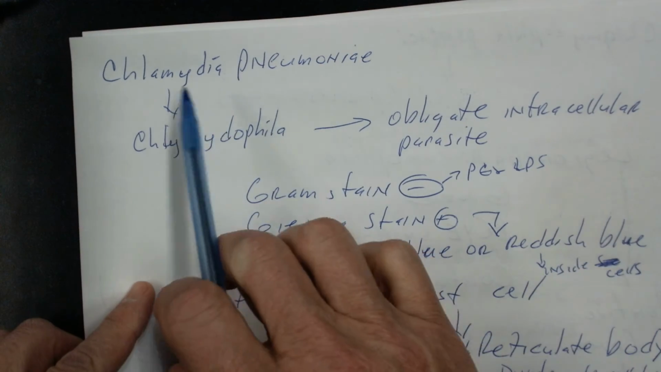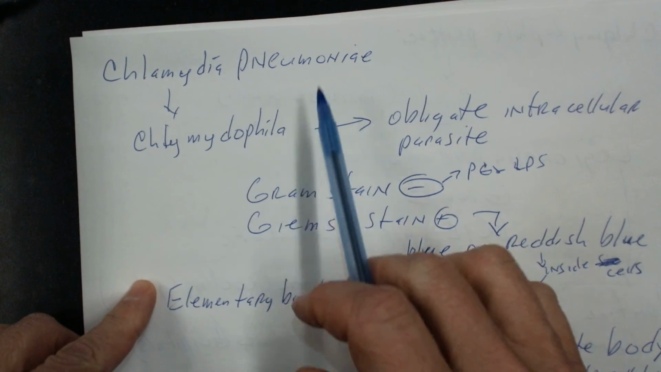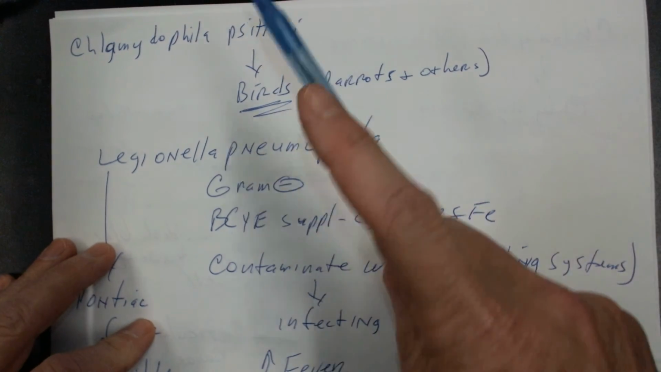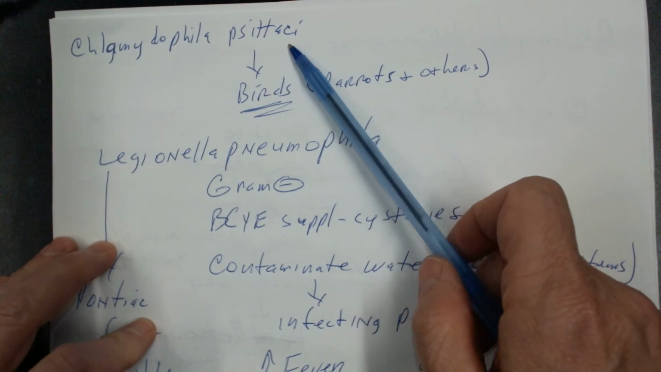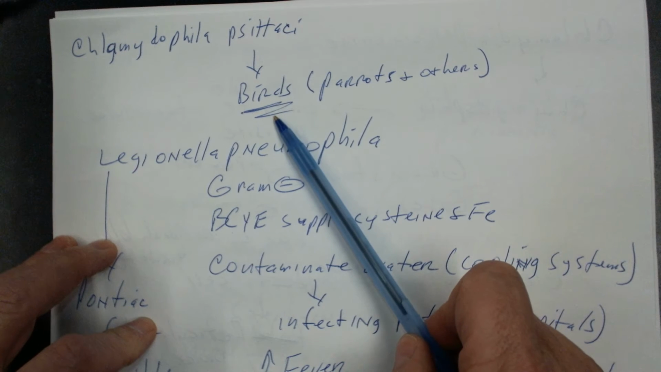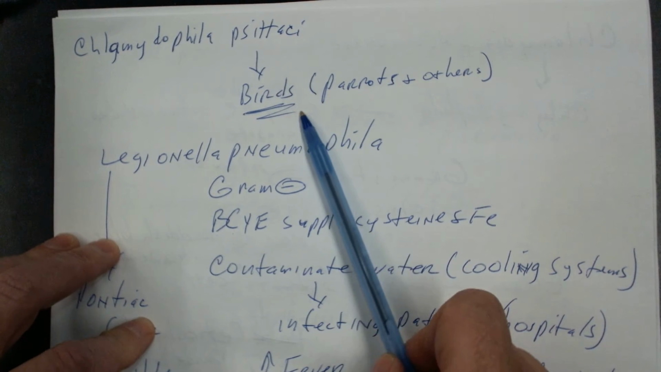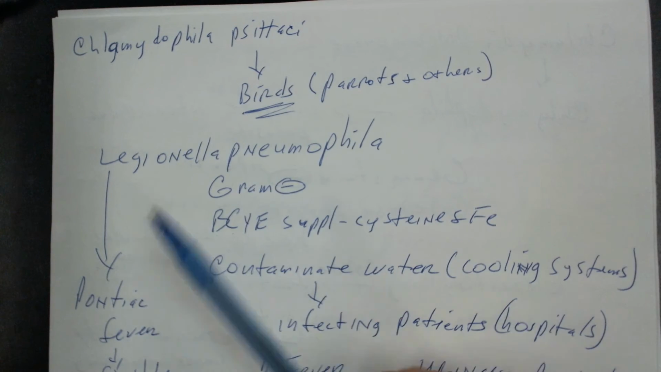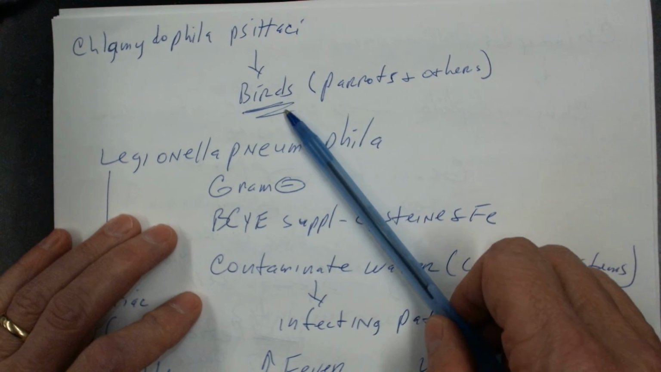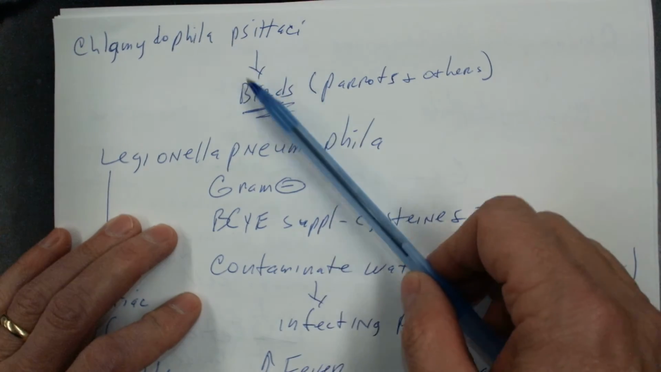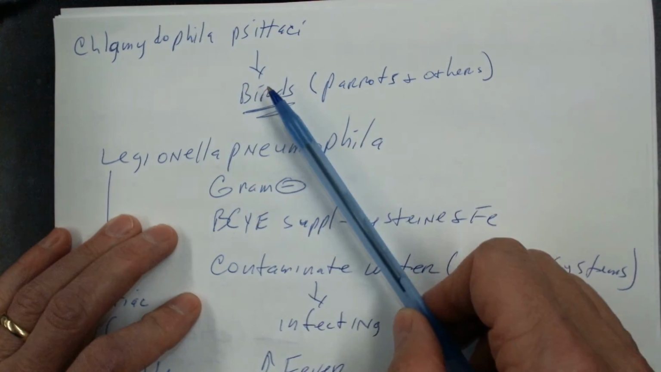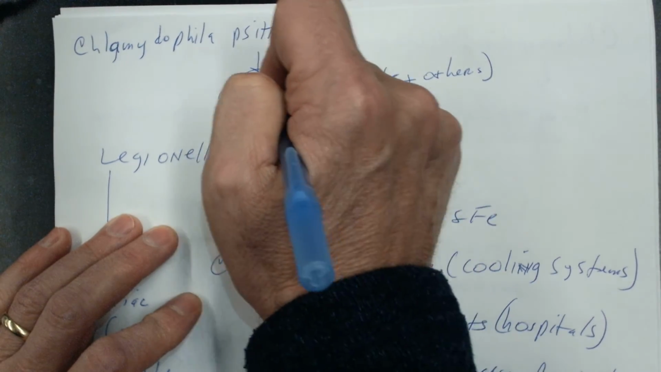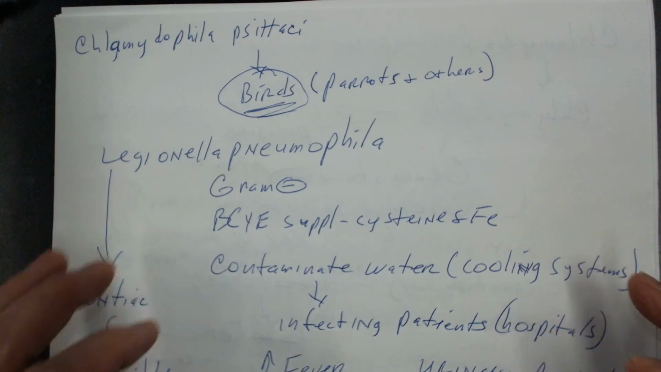There is a related organism that can cause an atypical pneumonia. This is Chlamydophila psittaci. This organism comes from birds. It comes from psittacine birds, like parrots and other birds related to parrots. This is also diagnosed the same way. You won't find this in a gram stain. The big tip-off here is going to be if your patient has a psittacine bird.